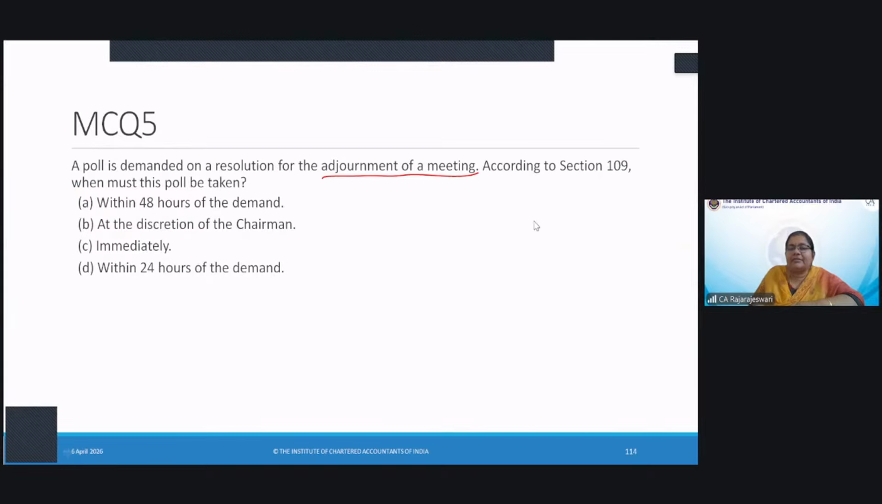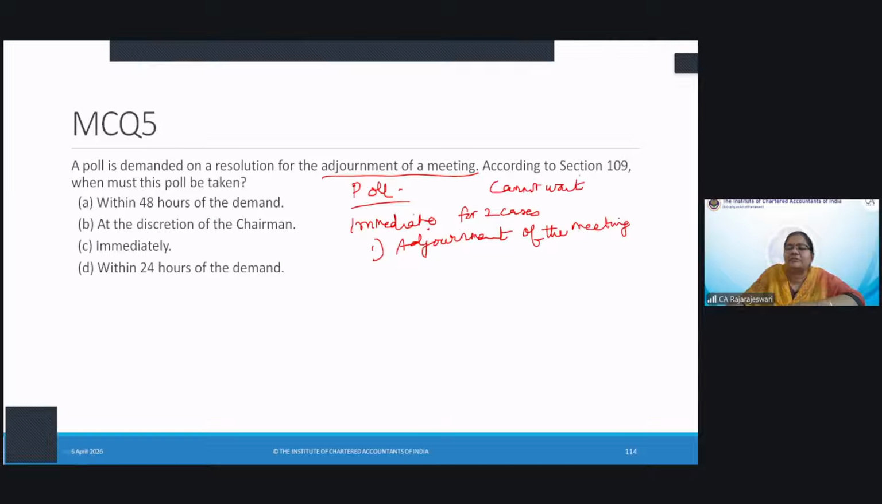So let me write it here. It is immediate. Poll immediate for two cases. First one, adjournment of the meeting. Meaning why it is immediate, it cannot wait. So you are doing it immediately.